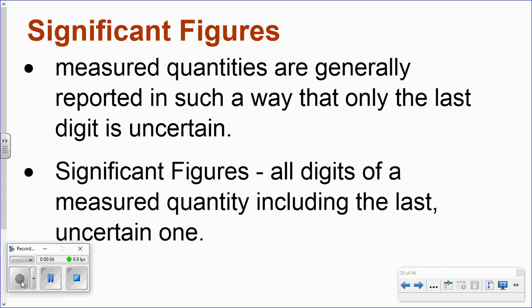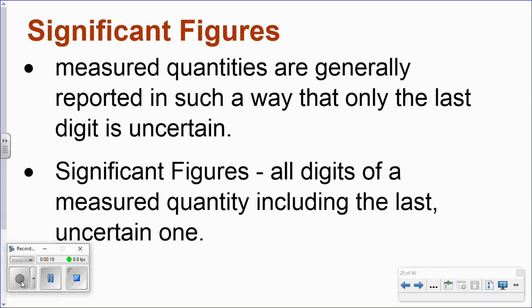Hello everyone, here's a quick discussion on something called significant figures. Significant figures are a little bit strange, maybe a little bit ambiguous to us, as we use them or why we use them. But basically what it says is that it validates whatever we're measuring, okay?